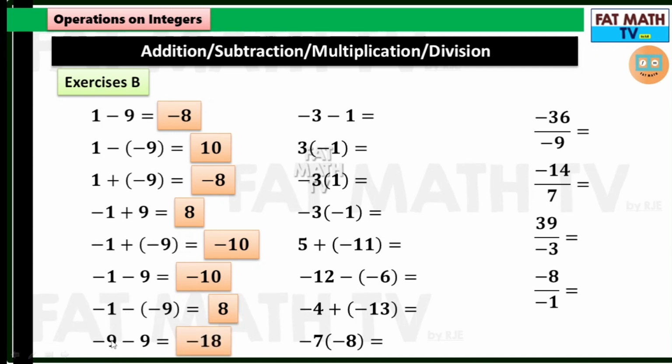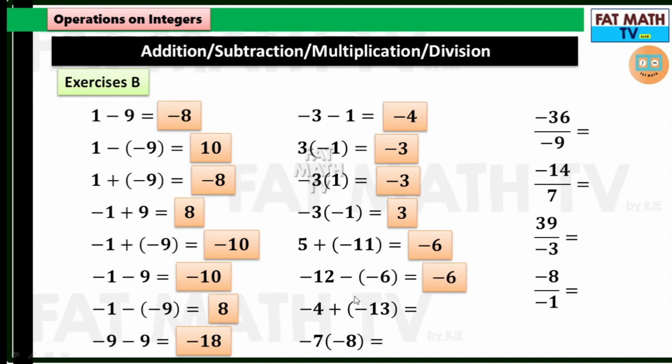Negative 9 minus 9 is negative 18. Negative 3 minus 1 is negative 4. 3 times negative 1 is negative 3. Negative 3 times 1 is also negative 3. But negative 3 times negative 1 is positive 3. 5 plus negative 11 is negative 6. Negative 12 minus negative 6 is negative 6. Negative 4 plus negative 13 is negative 17.